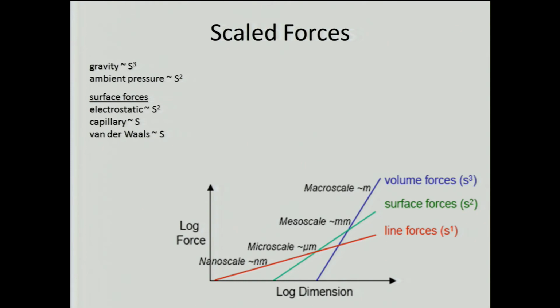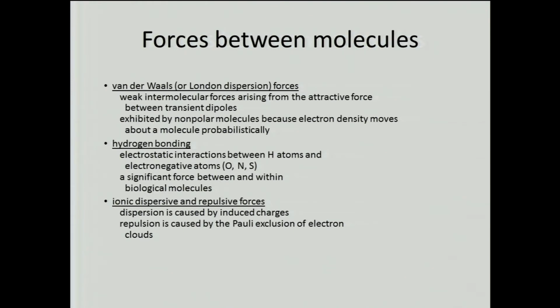So, this is the graph which shows the log of force and log of dimension. When you go smaller, this is when we have the nanoscale forces, and the forces are in the order of what we call line forces. So, these are the volume forces, these are the surface forces, and a lot of these biological forces come out as line forces.